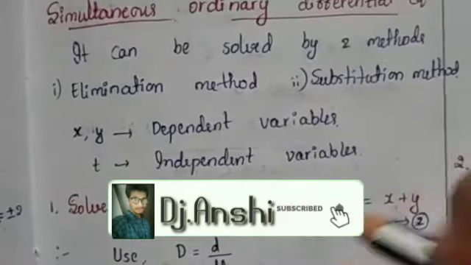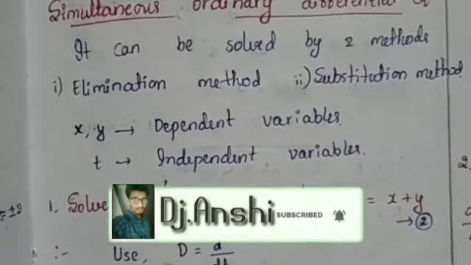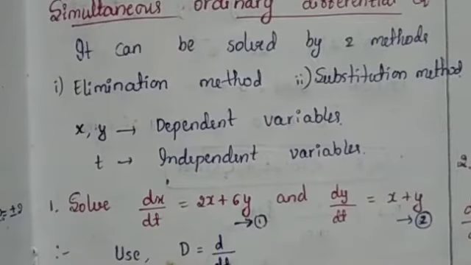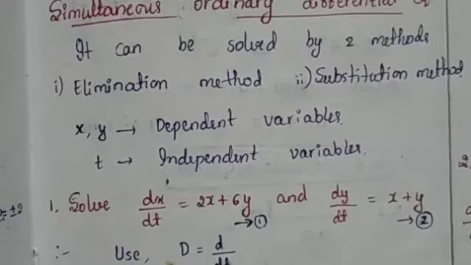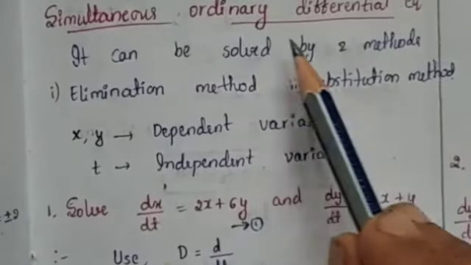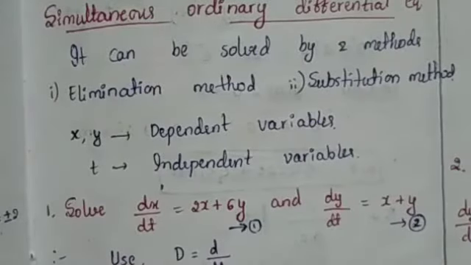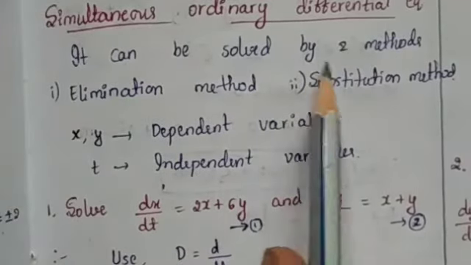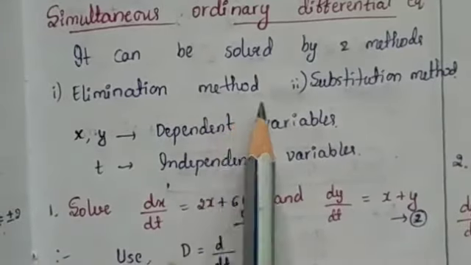Today we are going to discuss the concept of simultaneous ordinary differential equations. You know very well, if simultaneous equations are given, how can we find the solutions of those equations? Today we discuss, if simultaneous ordinary differential equations are given, how can we find the values of x and y, which are the dependent variables. In this case, it can be solved by two methods: one is the elimination method, another is the substitution method. In this case, x and y are the dependent variables and t is the independent variable.